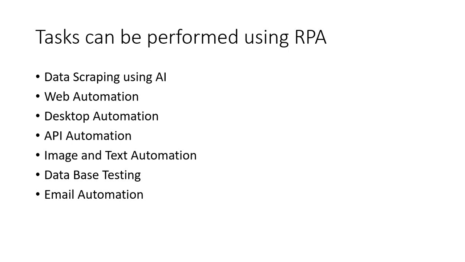And image and text automation. It is difficult to perform validations on an image which has text, or on files like PDFs, so then also RPA can be useful. It is very difficult to automate tasks on images or PDFs with the help of Selenium and similar tools. In the same way, in database testing also we can use robotic process automation tools.